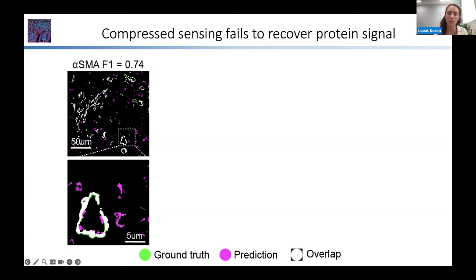The more white there is in the image, the better our algorithm is doing. The more green there is, we're missing signal. The more purple there is, we're inventing signal. The bottom image is just a zoom in of the top image. And here at the top, you can see the F1 score, which is measuring the overlap between the ground truth and our prediction. You can see that the results are not very good.